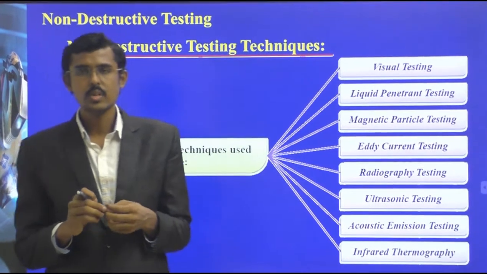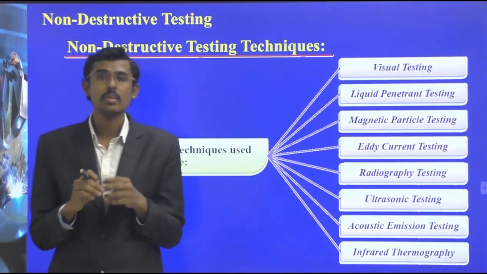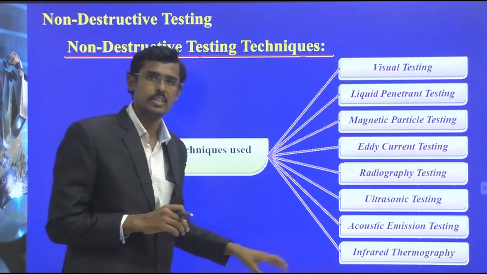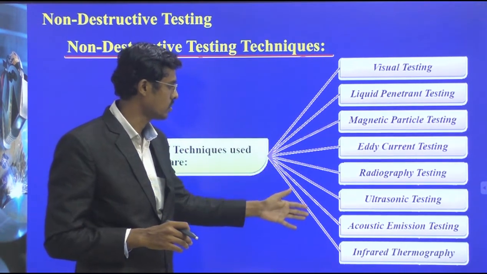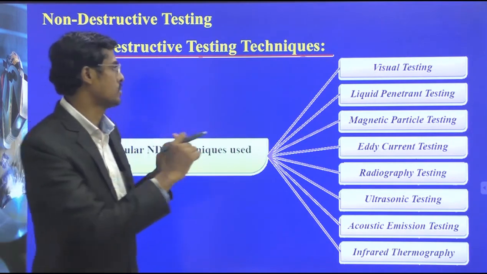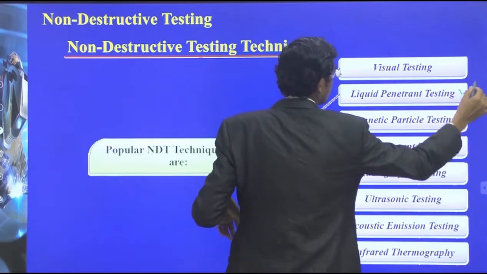In today's class, we are going to talk about the dye-penetrant inspection method. Out of these non-destructive methods, visual, liquid, magnetic particle, eddy current, radiographic, ultrasonic, acoustic emission, and infrared thermography, in this class we will talk about liquid penetrant testing.